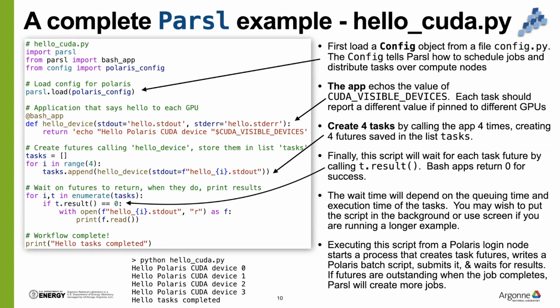So in summary, executing this script from a Polaris login node will start a process that will create these task futures, write a Polaris batch script, submit it, and then wait for the results. And this is a pretty small example, so all of the tasks should be completed. But if there are outstanding futures at the end of the batch job, Parcel will automatically spin up more batch jobs. And the output of the program is just shown here at the bottom, where it just prints, hello Polaris, CUDA device 0 through 3.